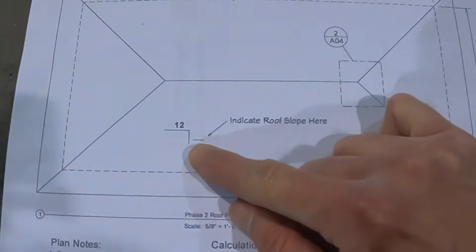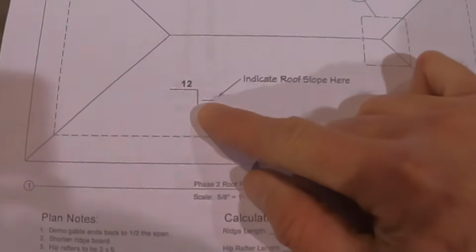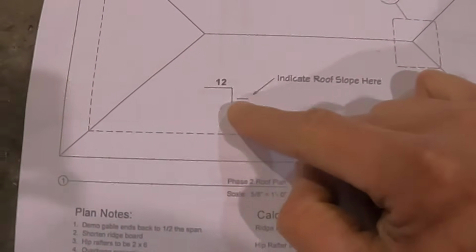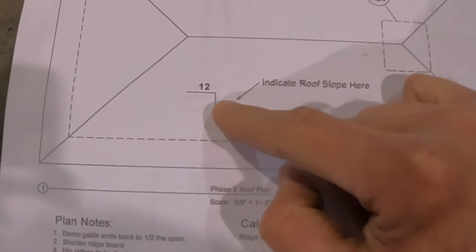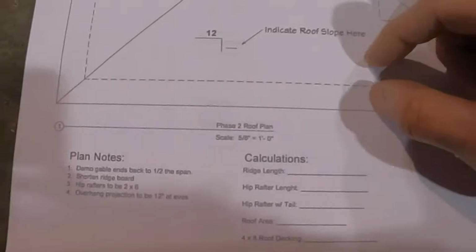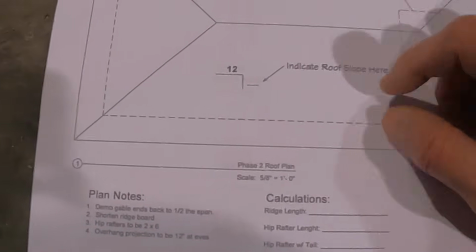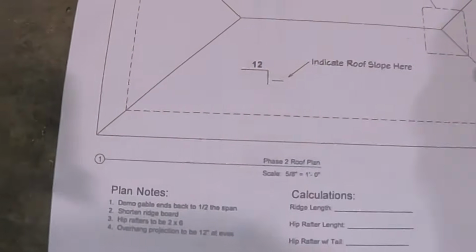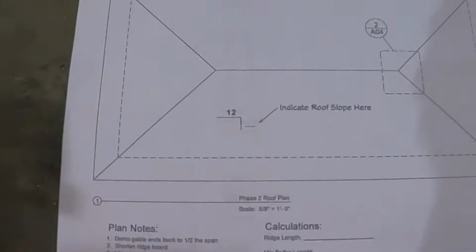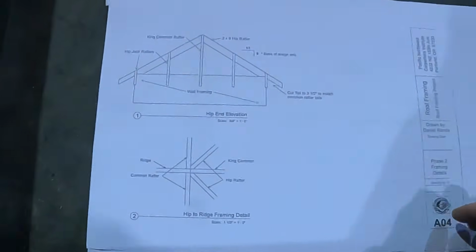Each apprentice has to have their own pitch. This is kind of an indicator on a set of plans. Let's say mine, for example, will be a 7-inch pitch. So for every 12 inches of run, it rises 7 inches. That's what that means. And this is just one example of what architects put on a set of plans. Next page.